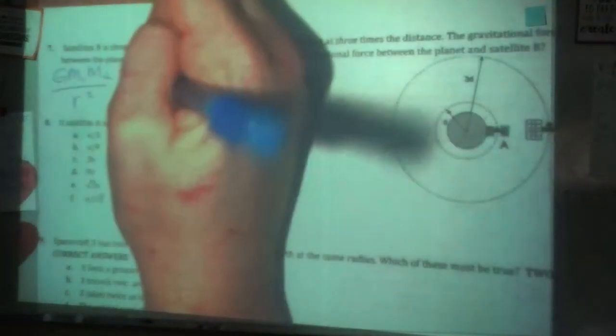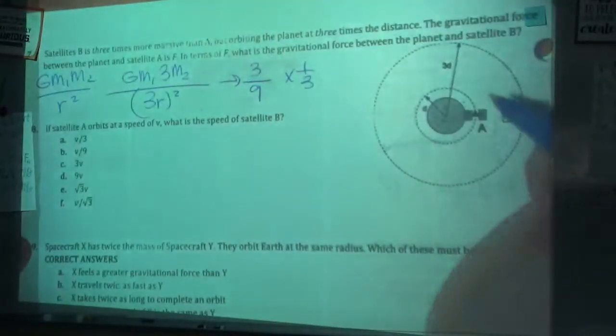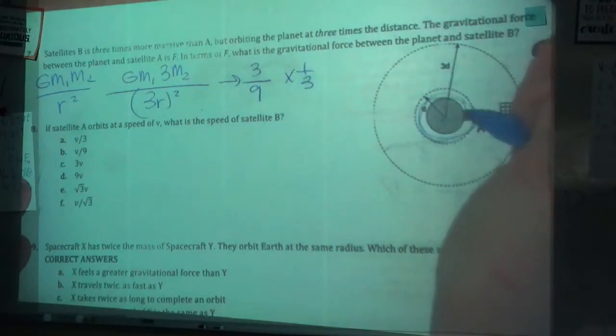So G, same mass of the planet, but now 3 times the mass of the satellite, and 3 times the distance, but distance gets squared, so that's 3 over 9, so it's 1/3 smaller than the force between A and the planet, which was F, so it's just 1/3 of F.